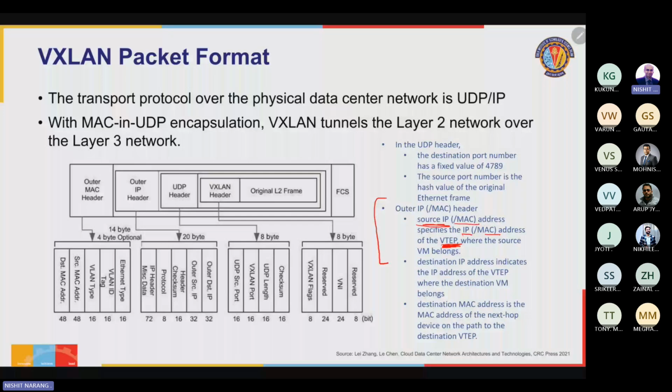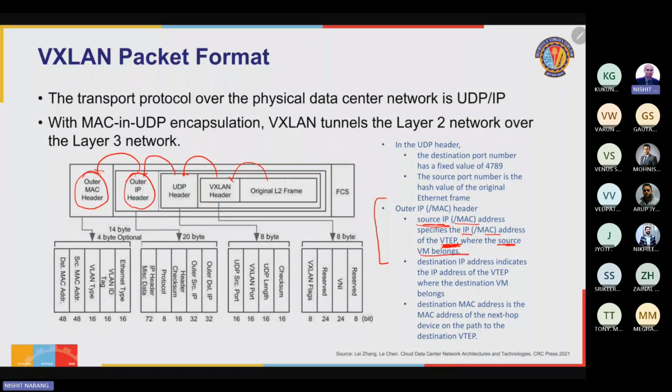Is this clear? VTEP is doing the encapsulation. Right? So when it takes the original L2 frame, first puts it into a VXLAN header, then puts a UDP header, then puts an IP header, then puts a MAC header. The source IP address in the outer IP header and the source MAC address in the outer MAC header will be the IP address and MAC address of the source VTEP. Right? The VTEP where the source VM belongs.